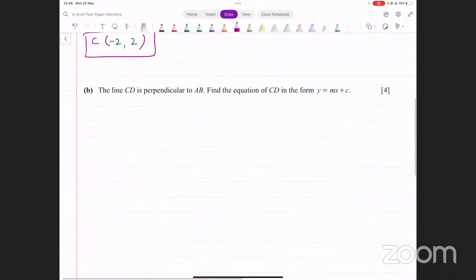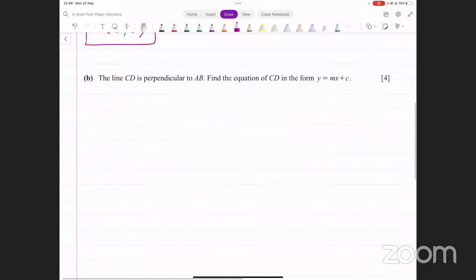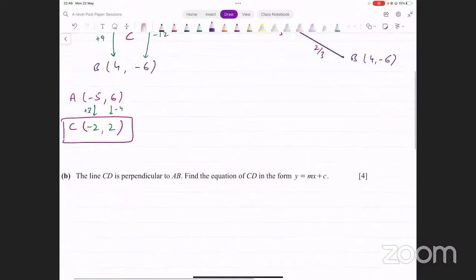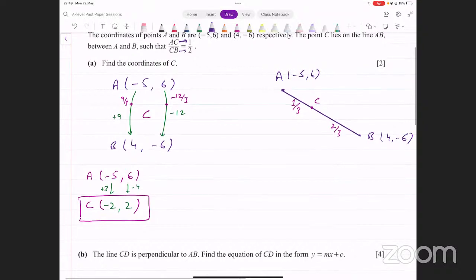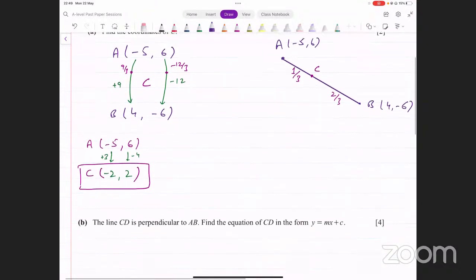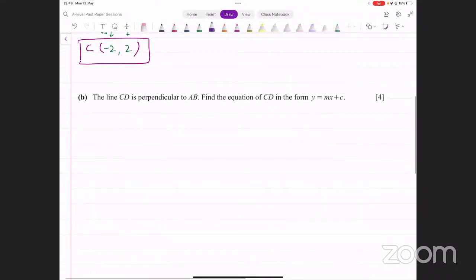Part B of this. It says the line CD is perpendicular to AB. Find the equation of CD in the form y = mx + c. Okay, now that's not too difficult, I think. AB आपको line दी हुई है. Find the equation of CD. C point आपको मिल गया, in fact. Okay, ठीक है. So it's like this basically.